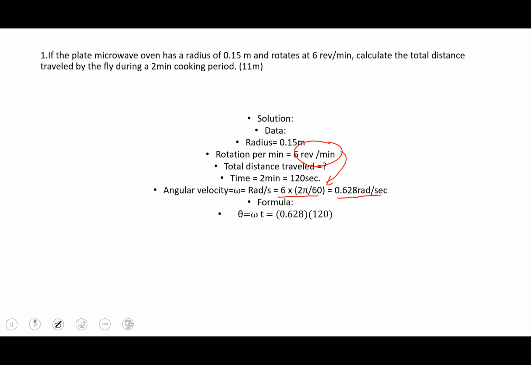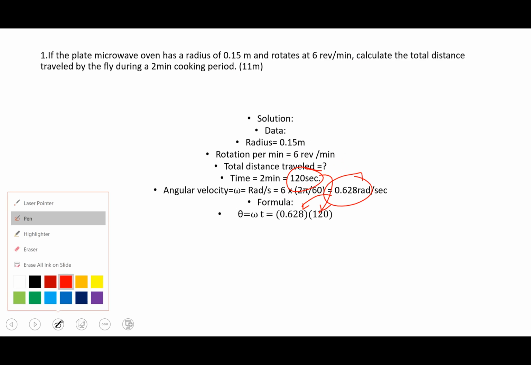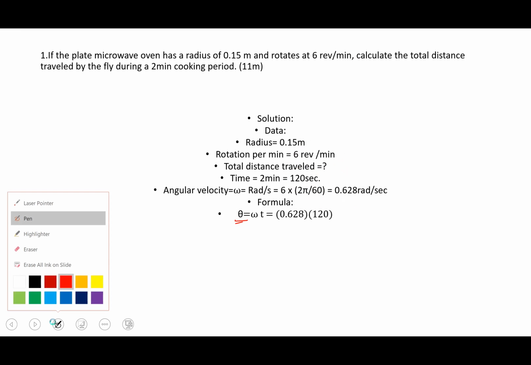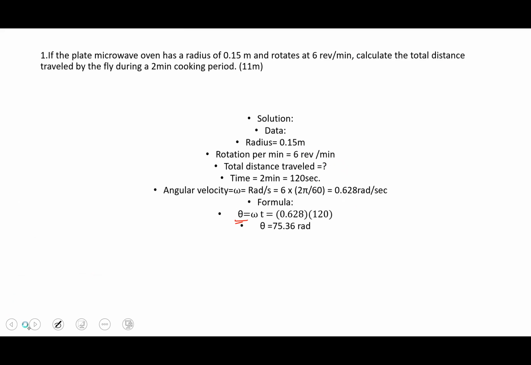Formula. First of all, we use the formula of angular displacement, theta equals omega t, where omega is the angular velocity and t is the time taken. The angular velocity we have already calculated, which is 0.628, and the time is already given to us, which is 120 seconds. Putting in the values in the formula, we find the value of theta, which will be equal to 75.36 radian.